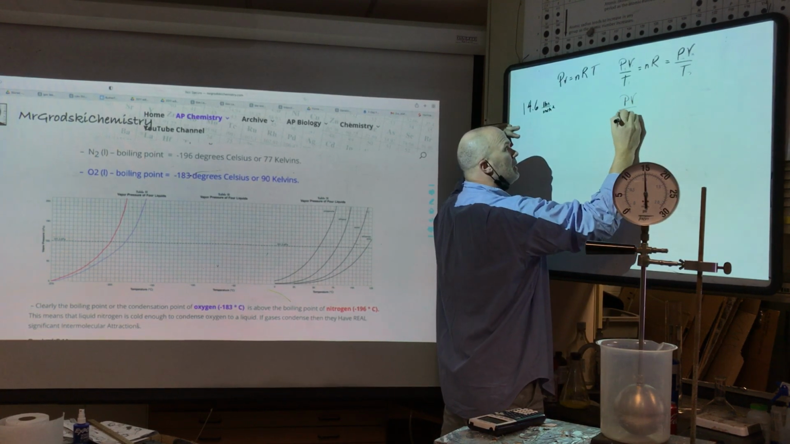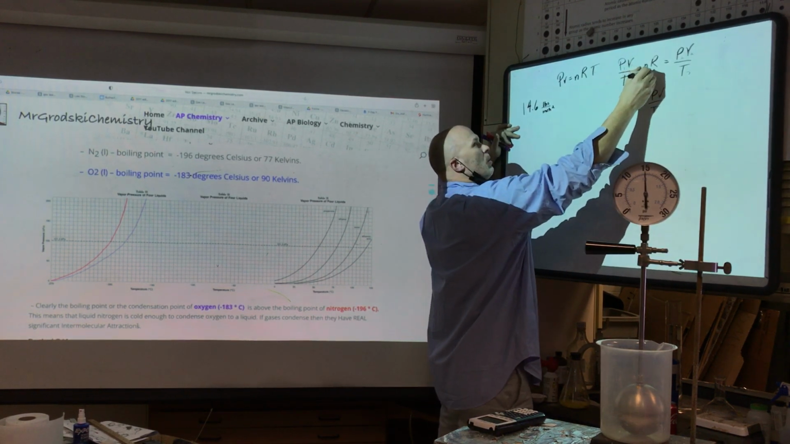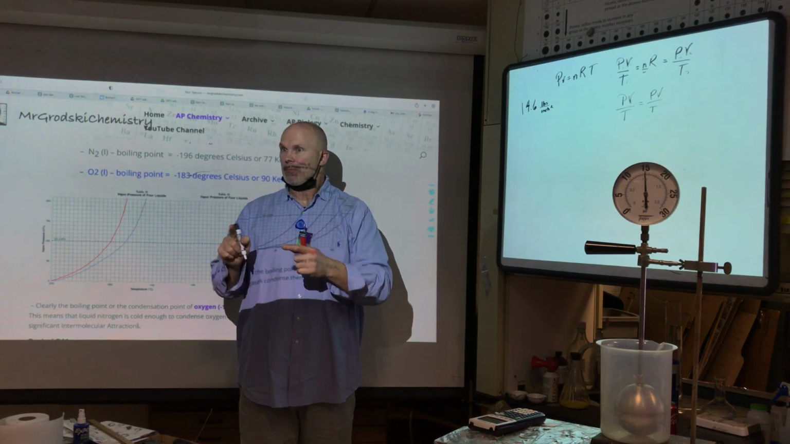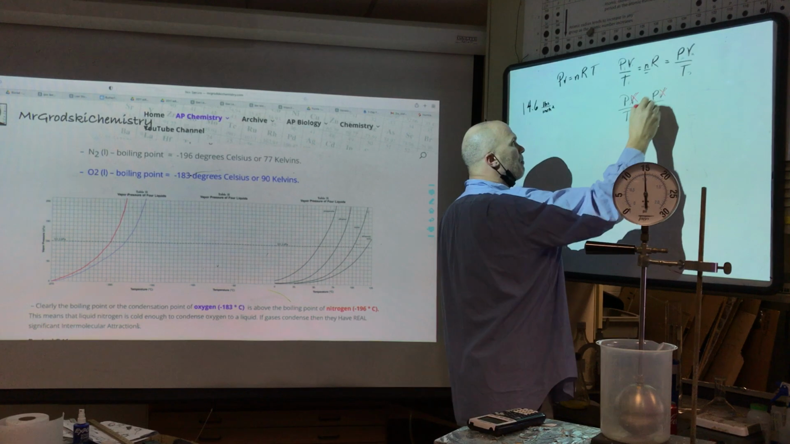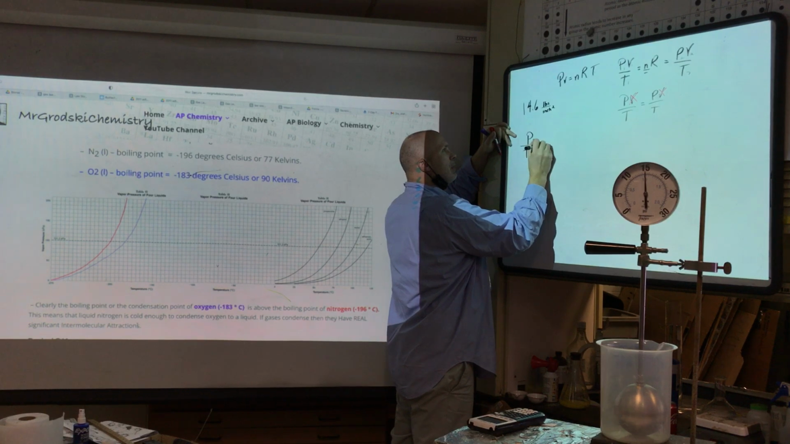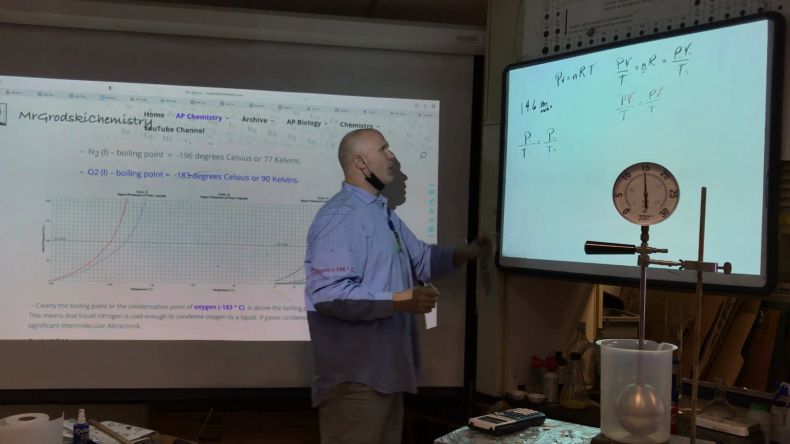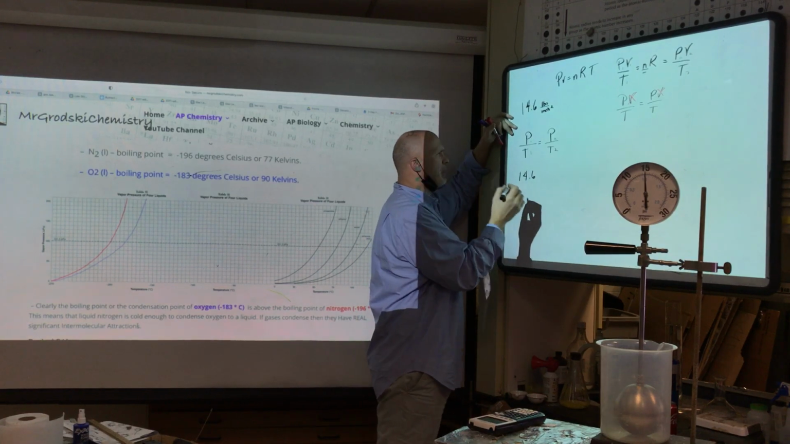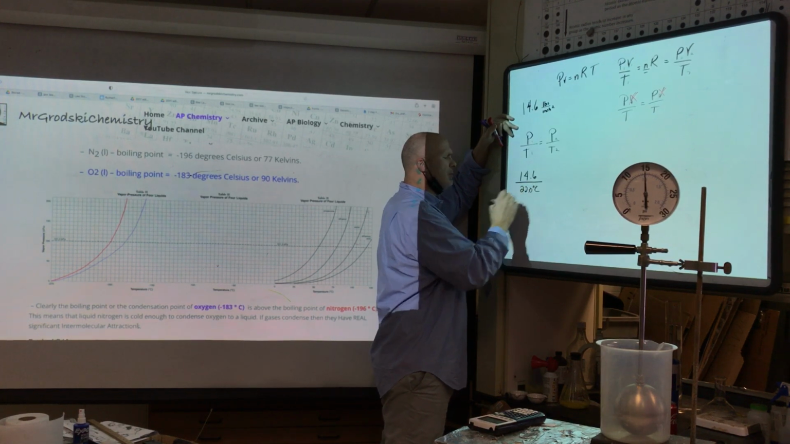PV over T in one condition equals PV over T in the next condition. Notice moles of gas are going to be constant in that sphere, and also the volume is sealed. So with that, I can cross off the volumes. What I have, party people, is pressure over temperature equals pressure over temperature, first condition, new condition. I know my pressure is 14.6 pounds per square inch. I'll just leave that alone. The temperature in this room is approximately 22.0 degrees Celsius.